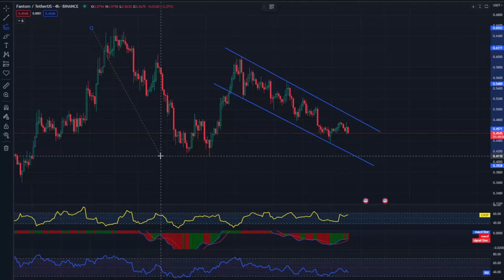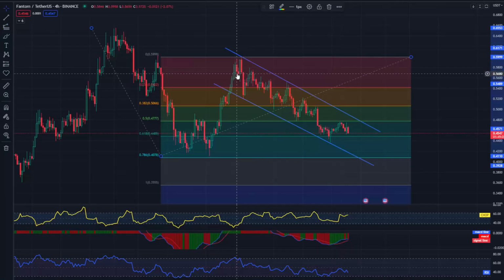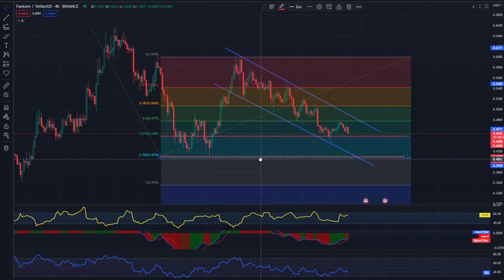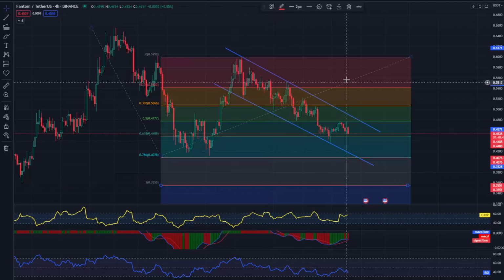Going further, we can go to select the support places. For this, we will use the Trend-Based Fib Extension tool. And here the first support is at a price of 45 cents. We have the second support at the price of 41 cents. And then the third support at 36 cents.